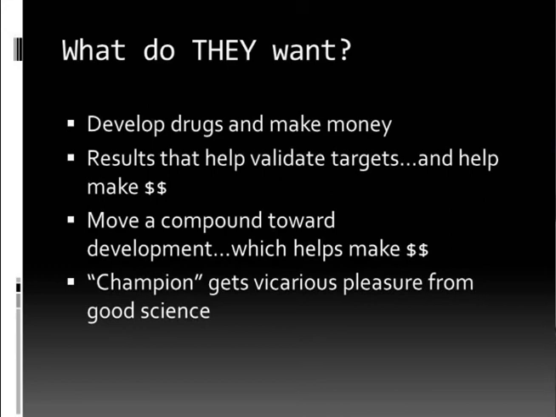They want to move a compound towards development, again, which is what helps make a company money in the long run. But most important, a champion at the company is essential. And the champion gets vicarious pleasure from doing good science. So in some ways, we are envious of people in industry because they have so many resources at their disposal, but they are envious of academics because we get to choose what research programs we want to work on, pick our collaborators, and it is our choice. This gives someone in industry an opportunity to branch out into other areas in a way that they wouldn't be able to with an intramural program.